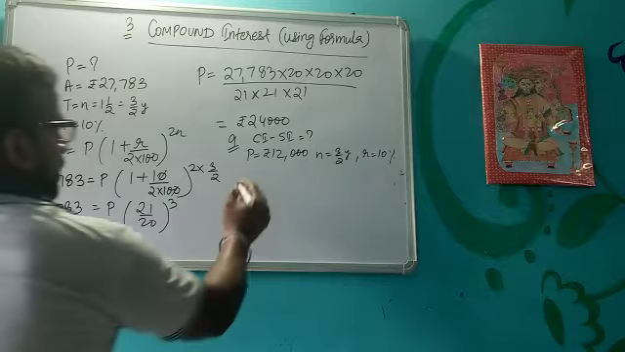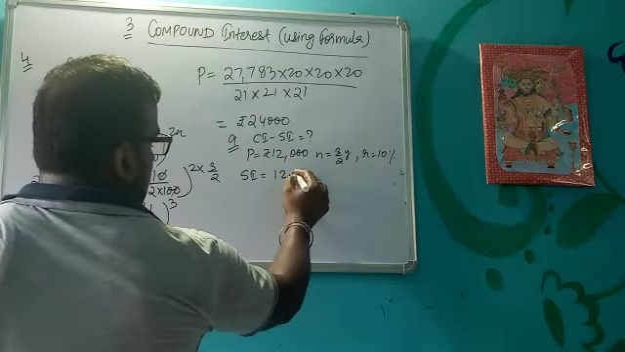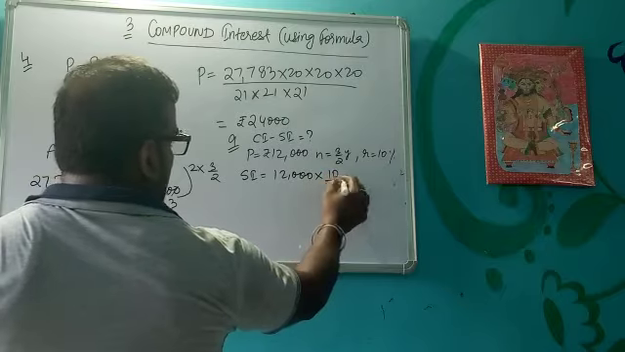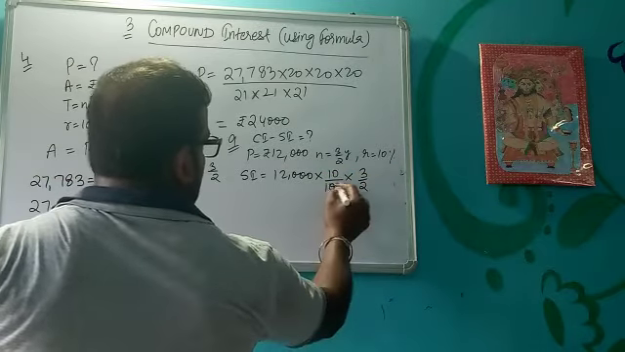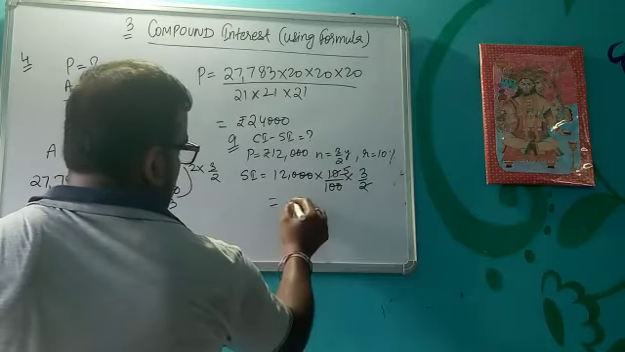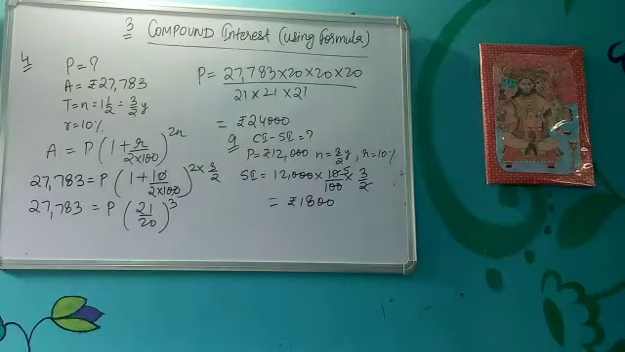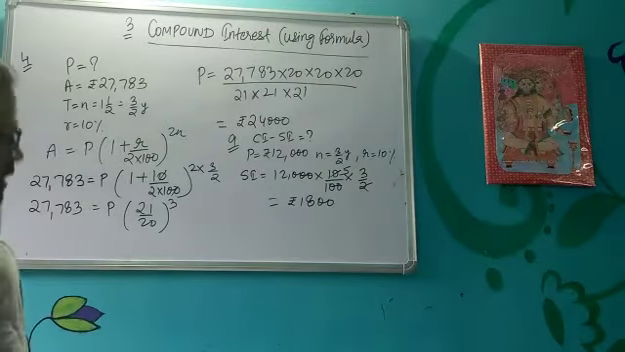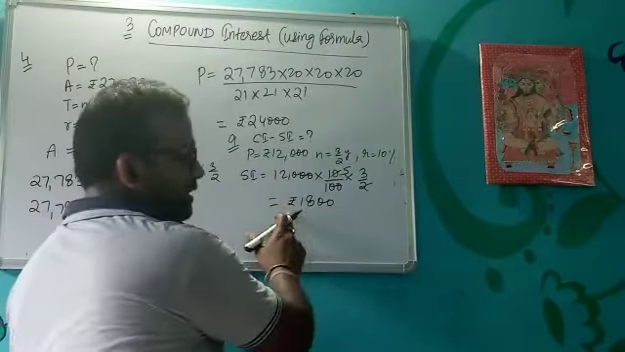So first of all we will calculate simple interest. Simple interest is P, R is 10 by 100 and T is our 3 by 2. So when we solve it, we will get rupees 1800. Now for the next compound interest, so this is our SI.